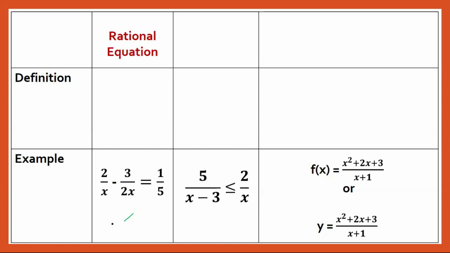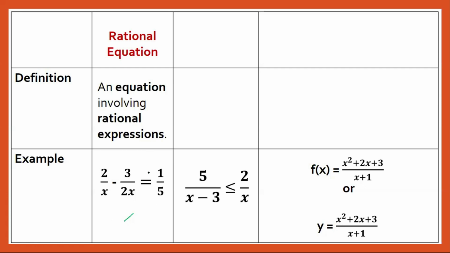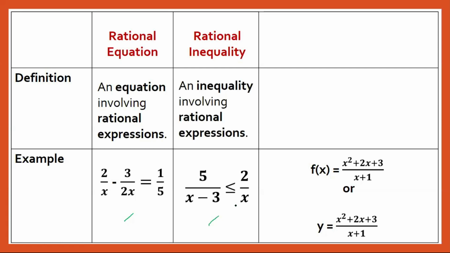It's an example of a rational equation. And a rational equation is defined as an equation involving rational expressions. How about the second example? Obviously, it's an example of a rational inequality because it is an inequality involving rational expressions. Lastly, of course, it's an example of a rational function.